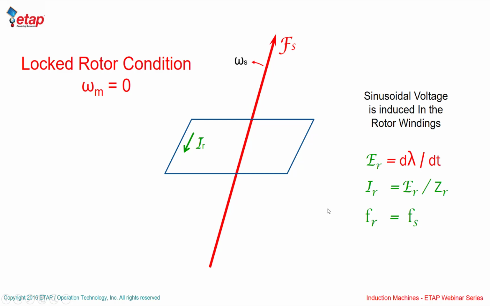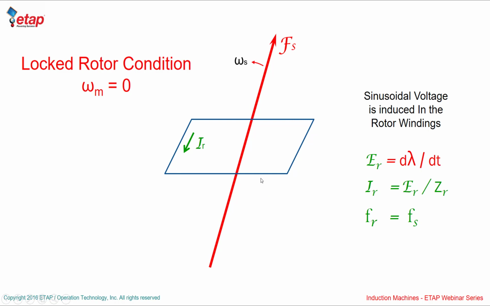But in reality, first it generates E sub r, the EMF, from F sub s, and that is d lambda dt. And lambda is the flux linkage, which means that when the MMF is perpendicular to the rotor winding coil, it gives you maximum voltage. When it's horizontal and in the same plane as the rotor winding, it gives you zero voltage, because there is nothing penetrating through the area of the coil.